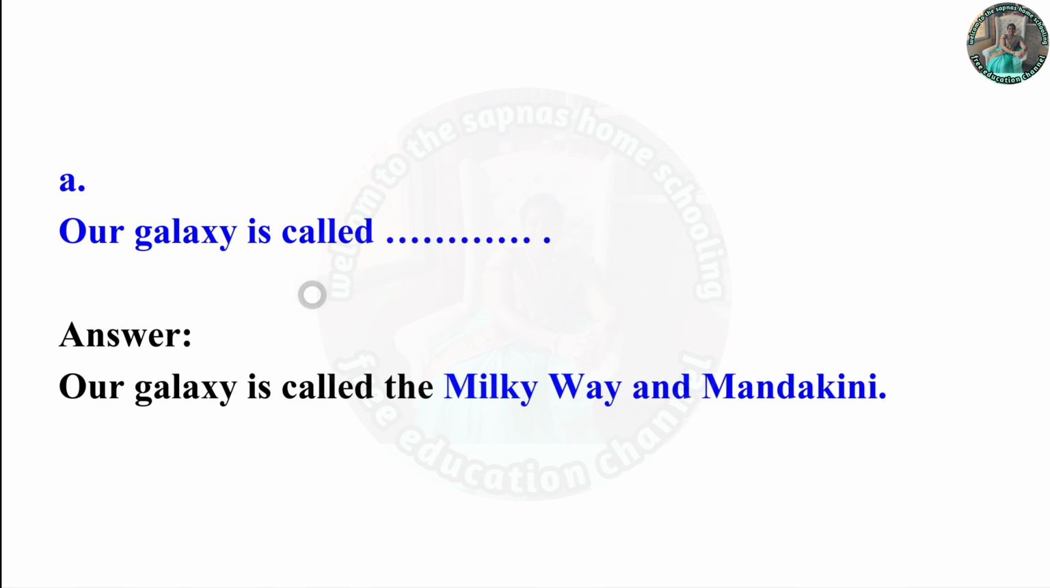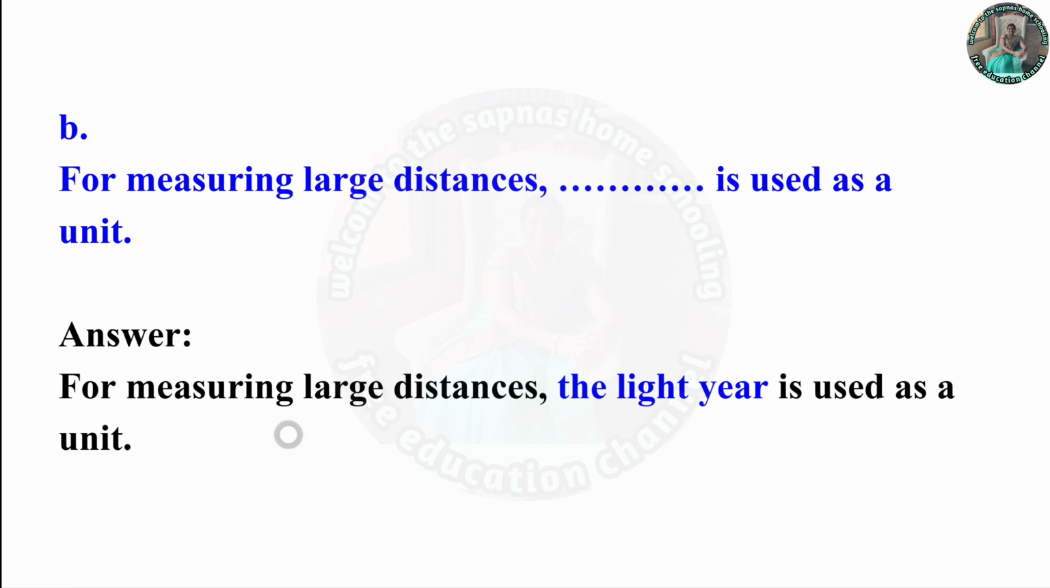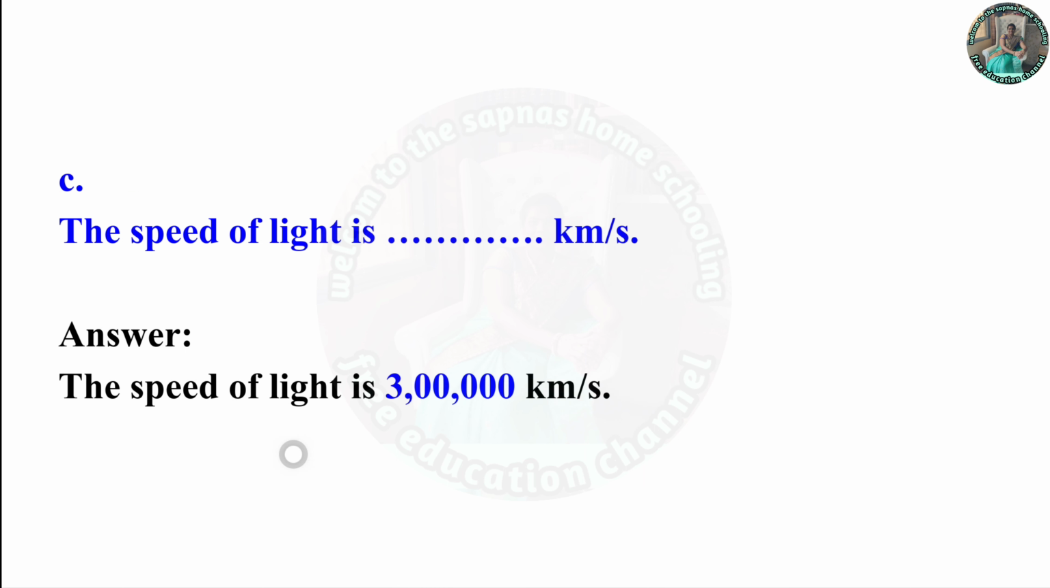Our galaxy is called Milky Way and Mandakini. OK. For measuring large distance, the light year is used as a unit. The speed of light is 3 lakh km per second.